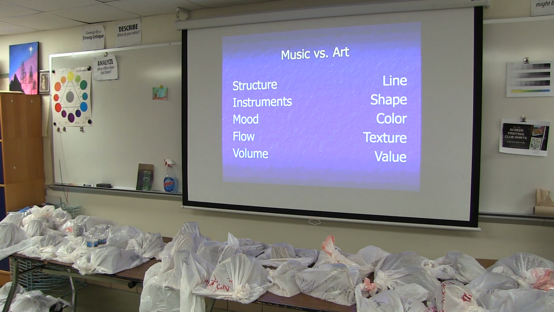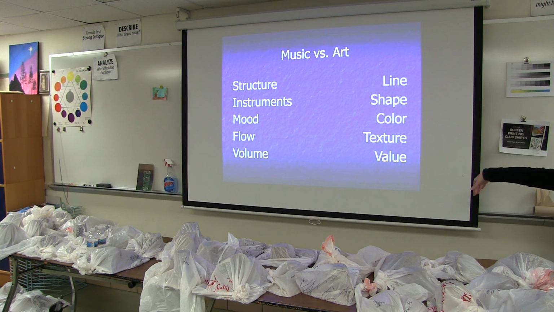It's really interesting. Okay, so in our music analysis sheets, we looked at songs and we evaluated their structure, their instruments, their mood, their flow, and their volume. And we know that in non-objective art, we are working with the formal elements: line, shape, color, texture, and value. These parallel each other. So how would you pair them up? What would you associate structure in music with? Which one of these art terms?